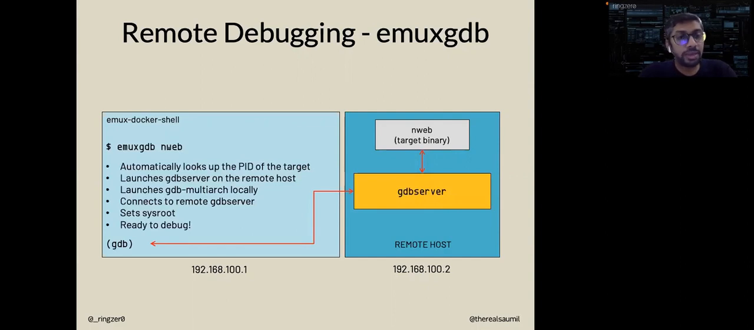It will look up the PID of the target. It will automatically launch GDB server on the remote host. It will launch GDB multi-arch on your desktop, connect to the remote GDB server, set the sysroot, set the environment, and you're ready to debug. Everything else is taken care of behind the scenes. And we're going to make heavy use of EMUX GDB. This makes it almost like you're debugging on the same environment. You see no difference whatsoever.